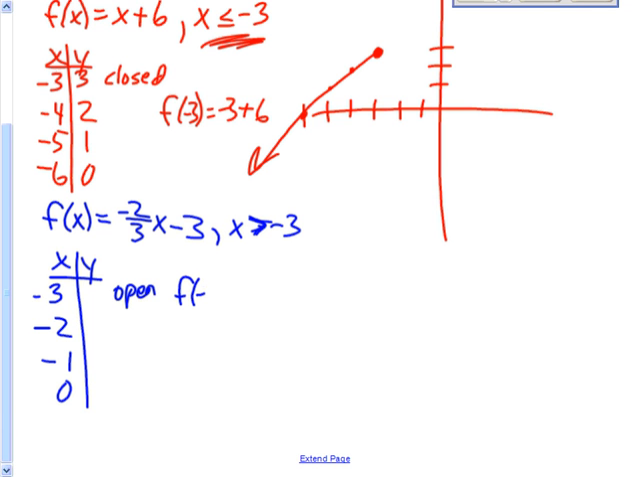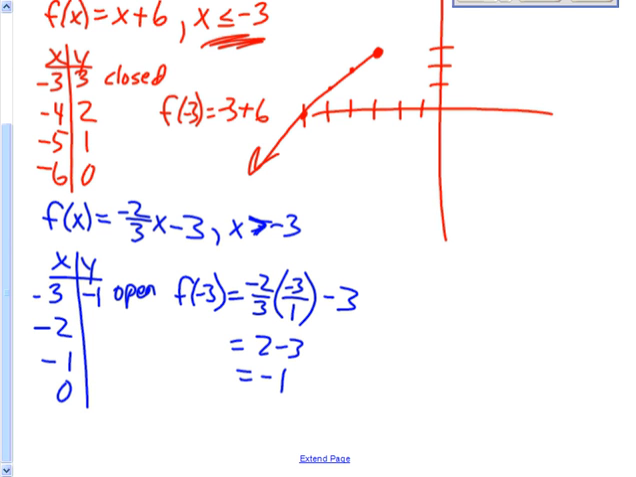So let's plug in negative 3. Negative 2/3 times negative 3. Of course, that's going to give us 6 over 3, which is 2. Minus 3 gives negative 1. Let me put that point on there. Negative 3, comma, negative 1. Okay, right there. You can plug in negative 2 and negative 1 and 0.